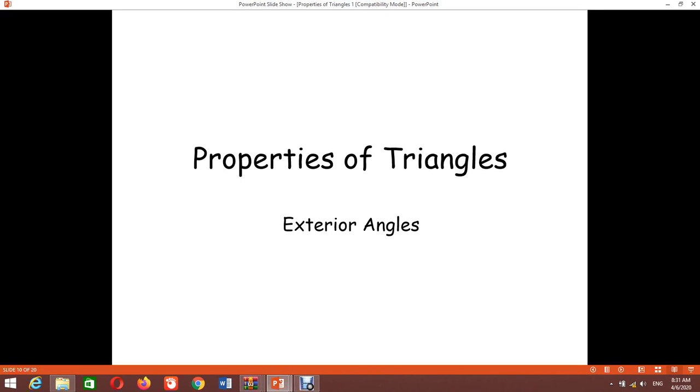Properties of triangles. We begin with the exterior angles. Exterior is the opposite of interior. Interior is inside, exterior is what? Outside. So over here, we are going to learn the properties of the exterior angles. And the exterior angles represent the angles that are outside the shape.